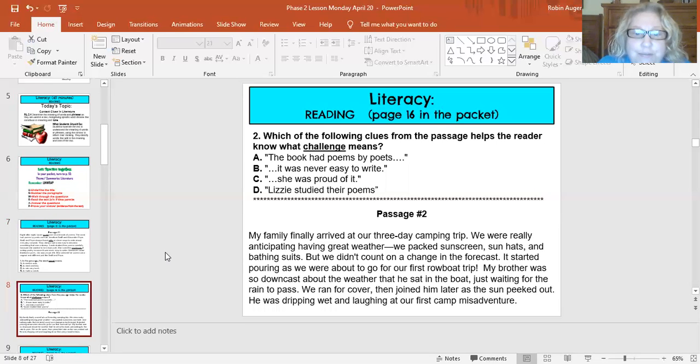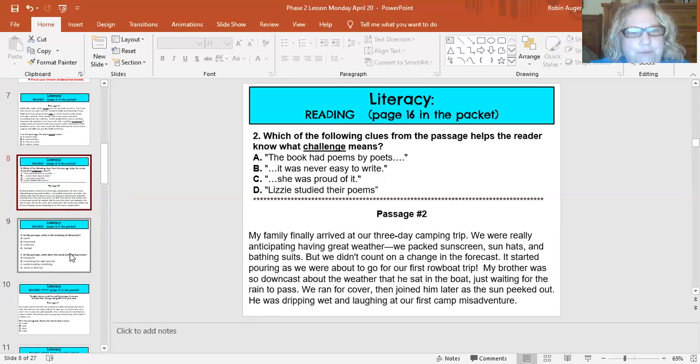My family finally arrived at our 3-day camping trip. We were really anticipating having great weather. We packed sunscreen, sun hats, and bathing suits, but we didn't count on a change in the forecast. It started pouring as we were about to go on our first rowboat trip. My brother was so downcast about the weather that he sat in the boat, just waiting for the rain to pass. We ran for cover, then joined him later as the sun peeked out. He was dripping wet and laughing at our first camp misadventure.